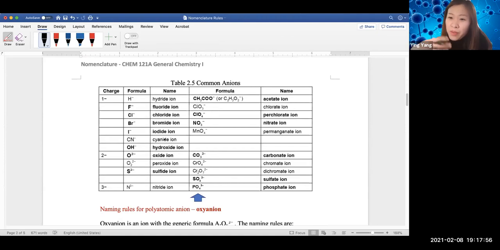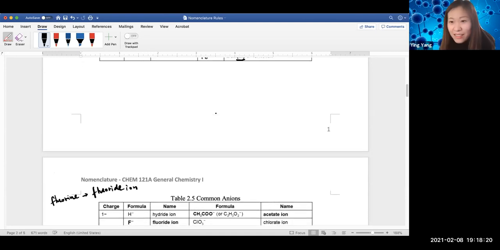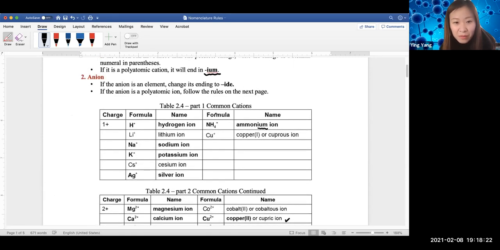What can help you remember it a little bit better is to write it down yourself. What is the name for this? From fluorine to fluoride ion. Just do the same thing for the rest of them, and that will help you understand and memorize it.